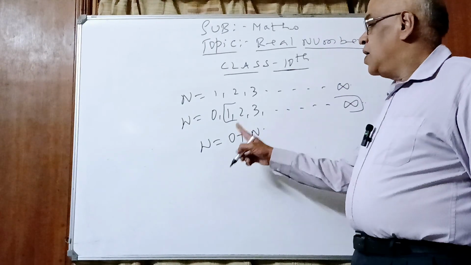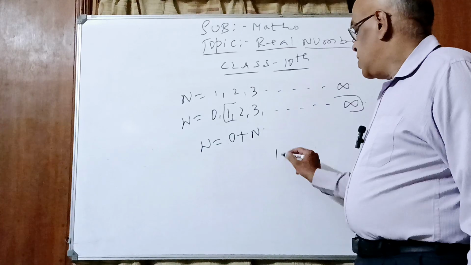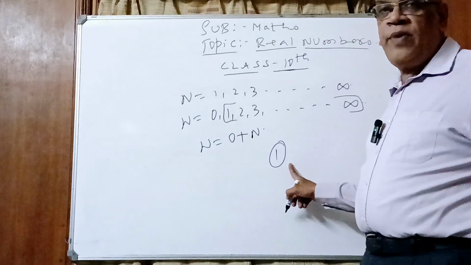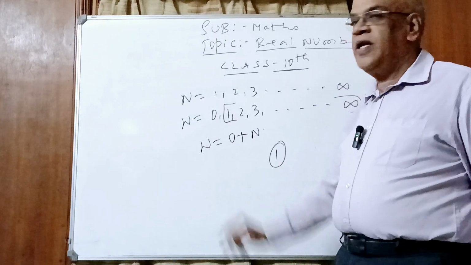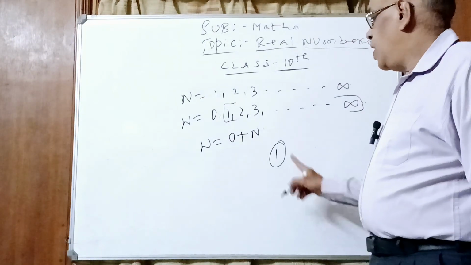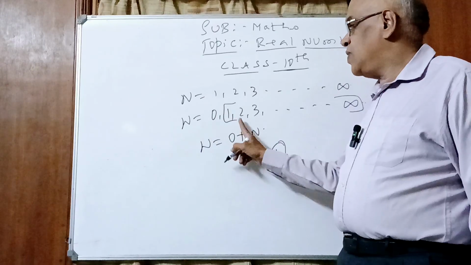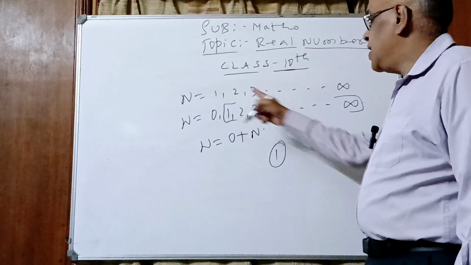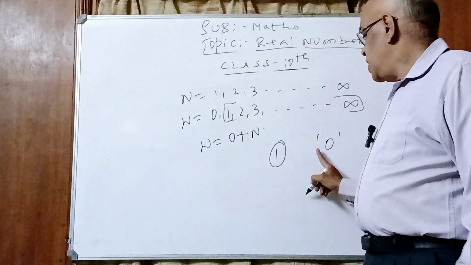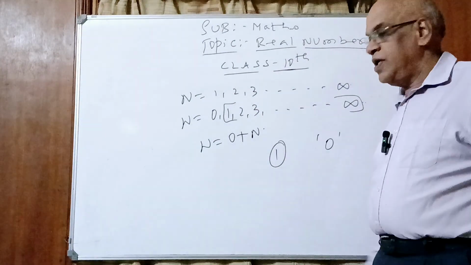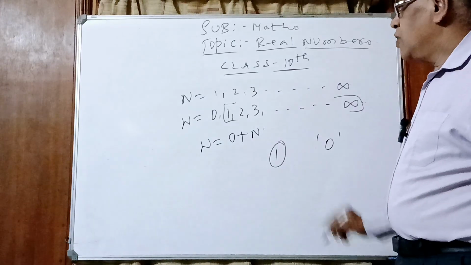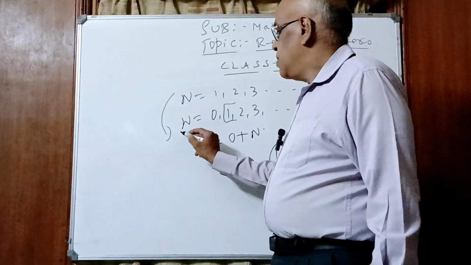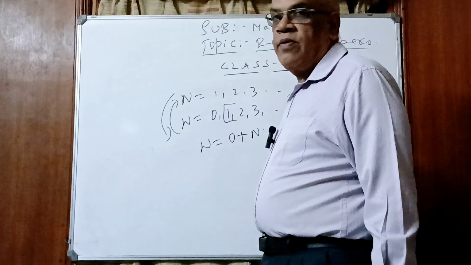See now, for example, 1. What is 1? It's a natural number? Yes. Is it a whole number? Yes. What is 0? Is it a natural number? No. Smallest number in the set of natural numbers is 1. 0 doesn't appear in the set of natural numbers. Is it a whole number? Yes. So, what do we mean by that? Natural numbers are whole numbers, but whole numbers are not all natural numbers.